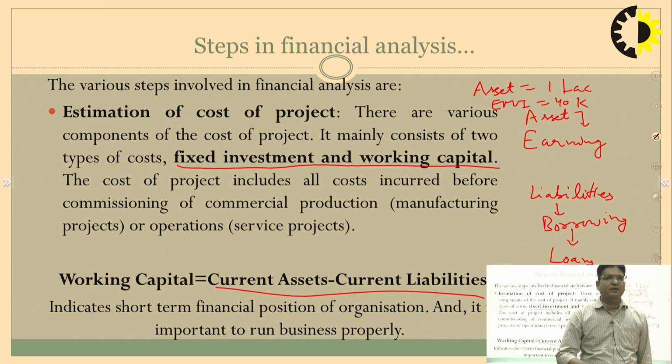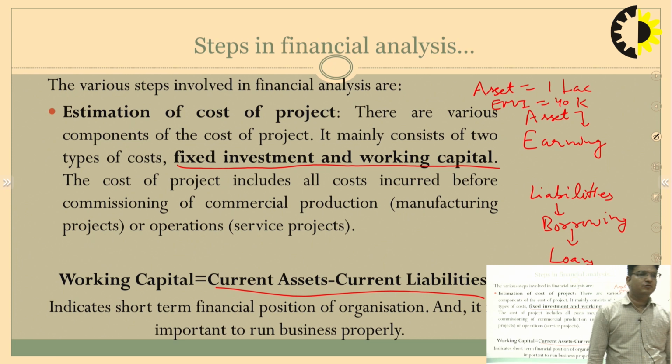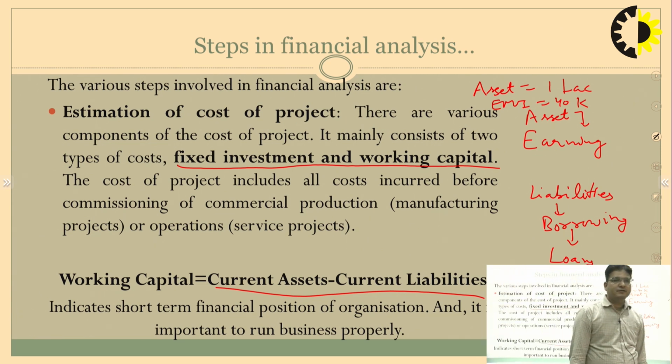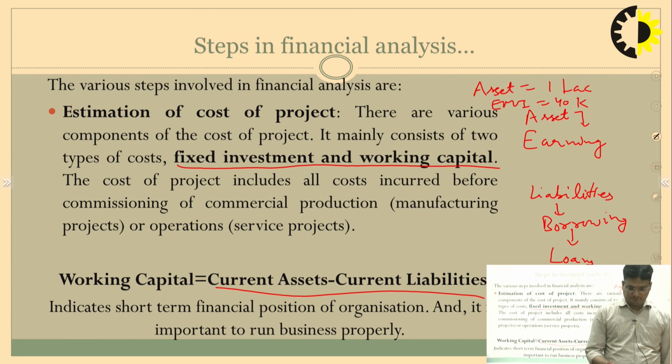This is a simple example to let you understand what is meant by working capital. Otherwise the term is used in reference to the industry, not for an individual. So working capital is decided by considering the current assets minus current liabilities. This working capital is a term used for the short term financial position of an organization, and it is very important. Working capital keeps on changing with the passage of time, and it is very important to run the business properly, otherwise we may not be able to do much.